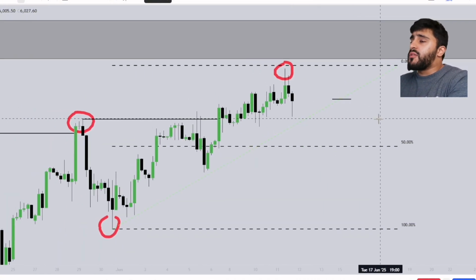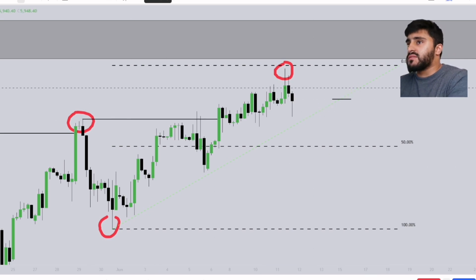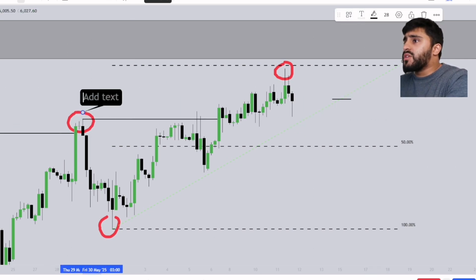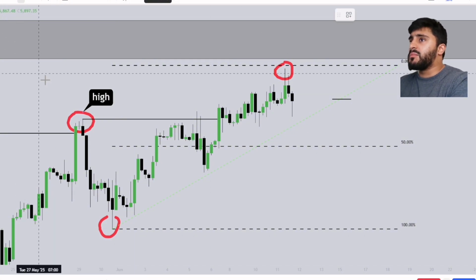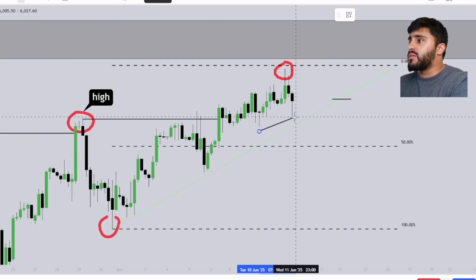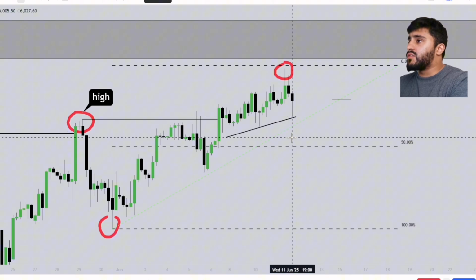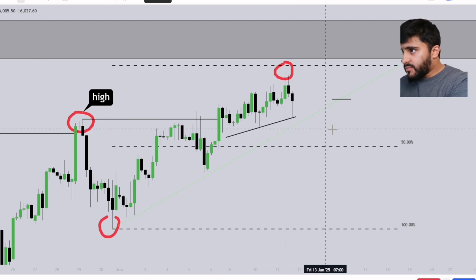Let's break this down from a very, very basic kind of SMC or smart money concepts perspective. So we can see here we have the previous high. So I'm just going to mark this out. So we have the previous high like this, and the market has engineered a significant amount of sell-side liquidity, be it in the form of a trend line over here, right?